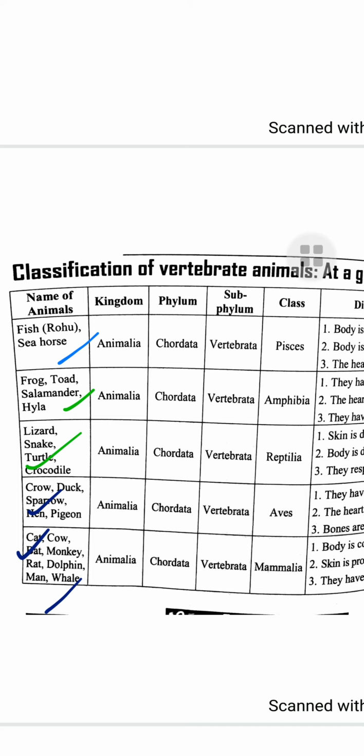So, at first there is kingdom in case of Vertebrata. Kingdom, Animalia. Phylum, Chordata. Here is no need to write subkingdom. First kingdom and phylum, Chordata. Subphylum, same, Vertebrata. What is different here? Class, maybe Pisces, Amphibia, Reptilia, Aves, or Mammalia.